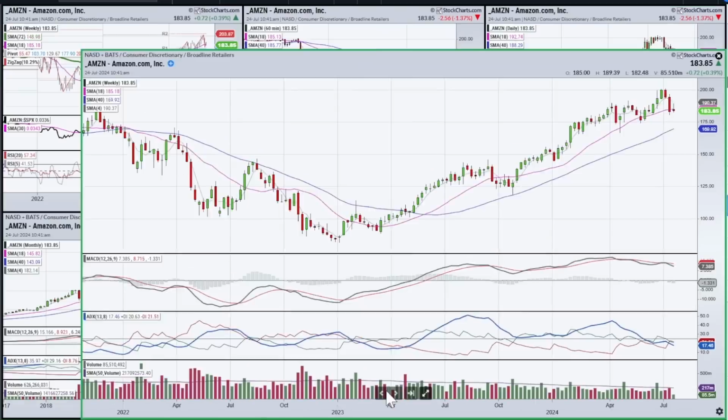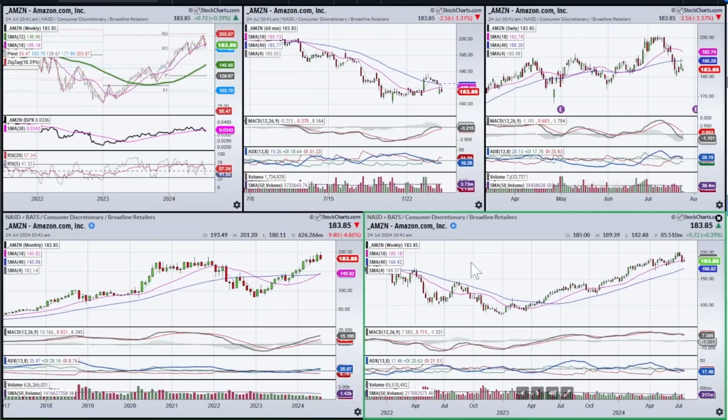I think this is a start, again, of a more meaningful correction phase. Maybe work its way down. What happens is price doesn't work all the way down to the 18. The 18 keeps climbing, and then these meet up somewhere in the middle. That's what I would be expecting in something like Amazon.